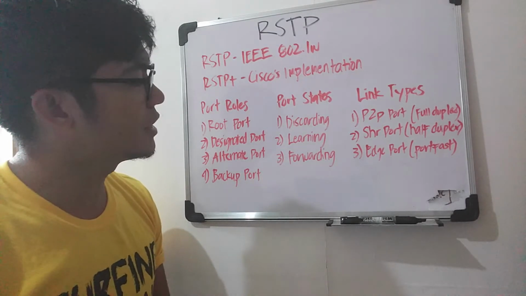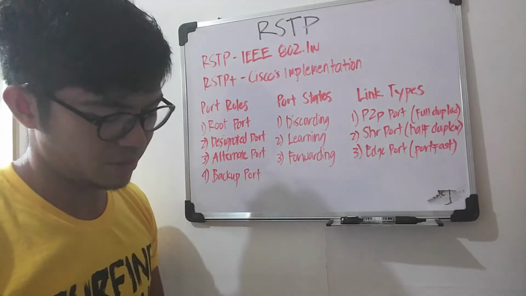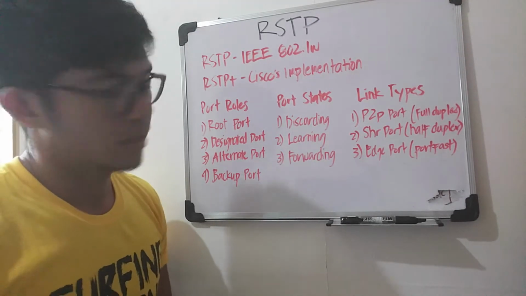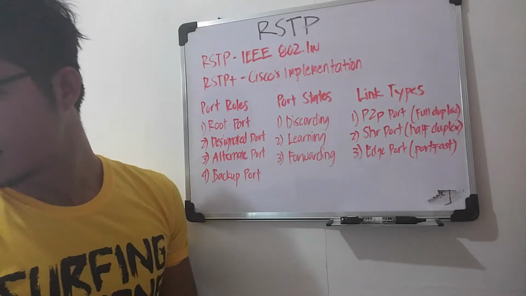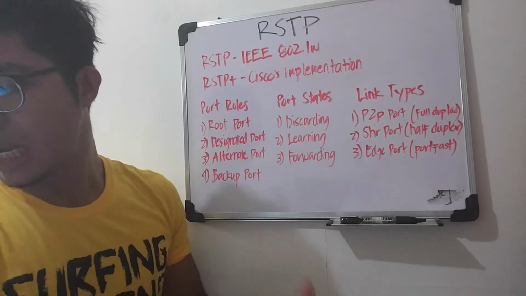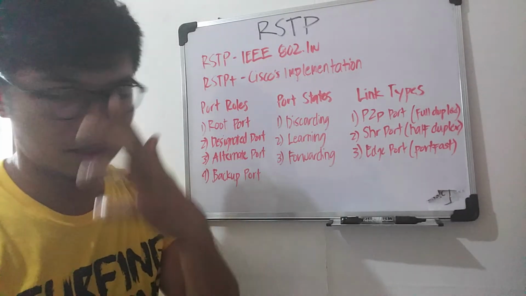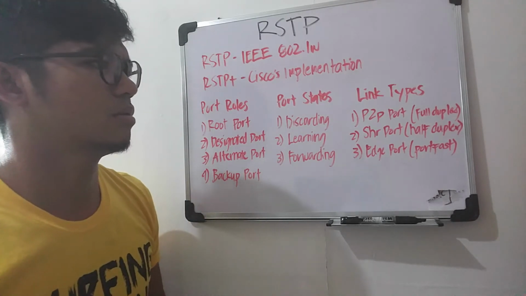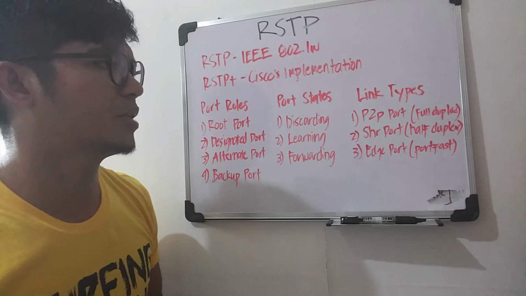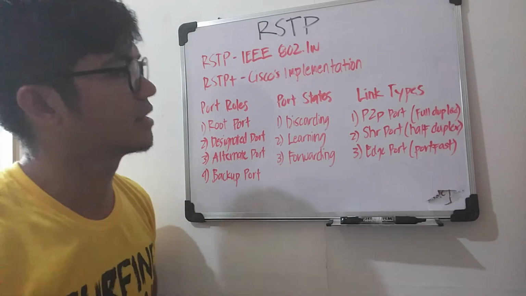I actually need to be 100% sure about discarding, because it's a combination of the disabled, blocking, and listening states in 802.1D, so it should not be receiving BPDUs, right? But I need to verify that.